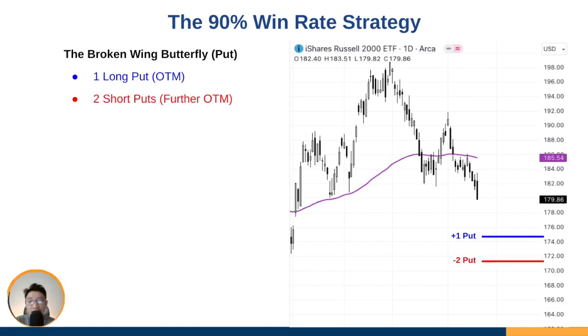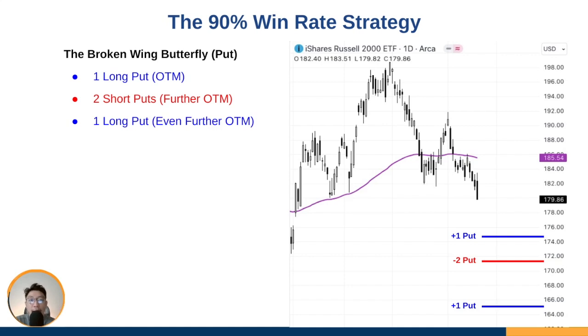Now the next leg is where you're going to sell two options, right? You're going to put two short puts on that are going to be further out of the money, right? This is where your max profit is going to be. And then after that, you're going to put on one long put that is even further out of the money. And this is where you define your risk.